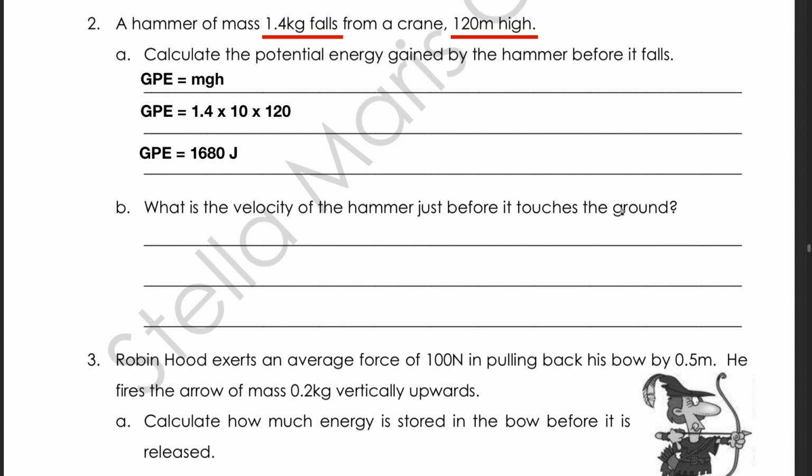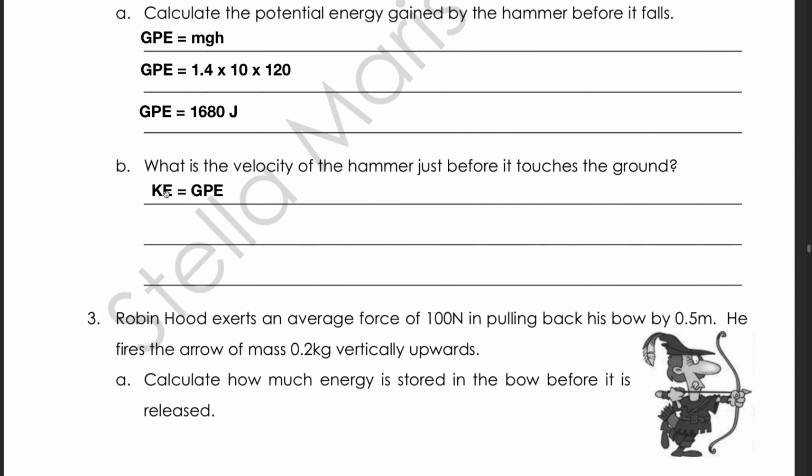Question 2b. What is the velocity of the hammer just before it touches the ground? Once again, here we have to use the principle of conservation of energy, meaning that we start off by stating that the kinetic energy is going to be equal to the gravitational potential energy. So KE equals GPE. This time we've already found the GPE from the previous question, which is 1680.